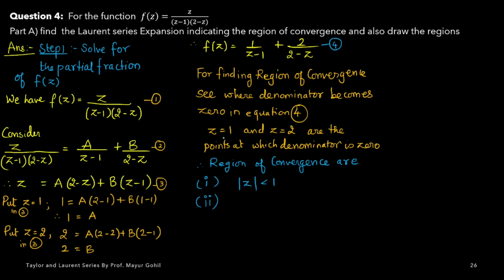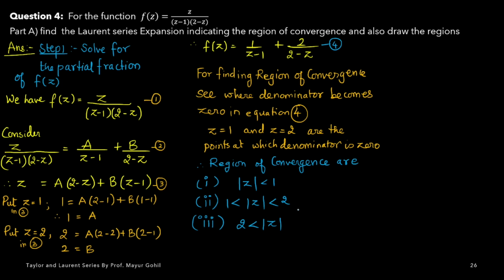Second, mod of z will lie between the smallest of the two, 1, and the largest, so it will lie between 1 and 2. Number 3 will be mod of z is greater than 2, so 2 is less than mod of z. So these are the three important regions of convergence that you will get when you solve this question.